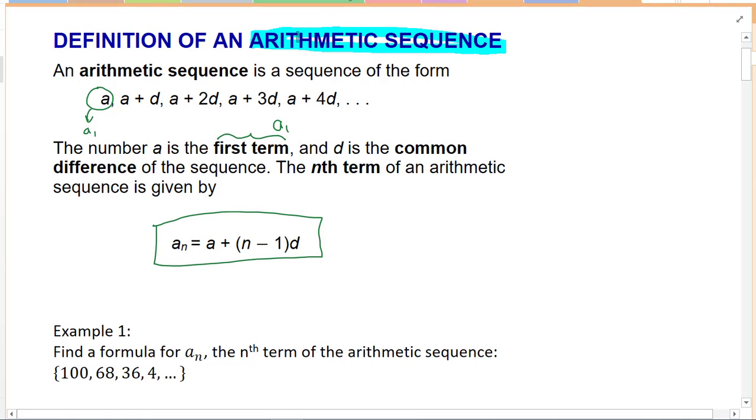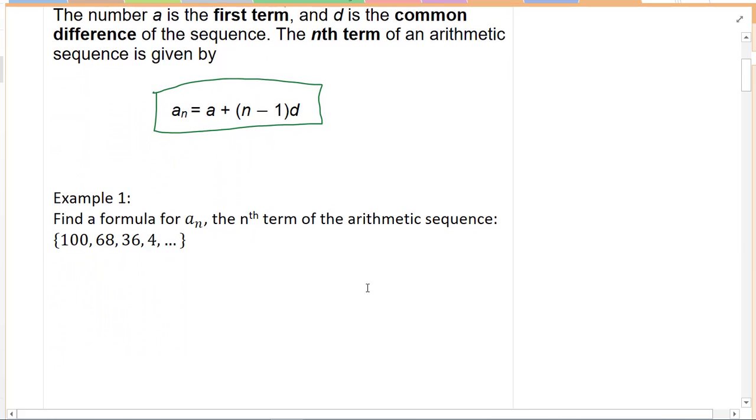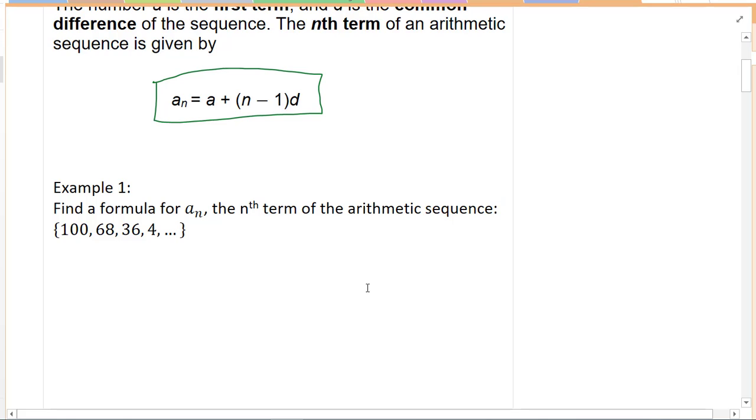In the next section, we're going to study geometric sequences, so the formulas will be different. So arithmetic is you have a common difference, you're adding or subtracting something each time. So let's look at this example. Find a formula for A sub n, and if we do it using this formula, this is my A sub 1. A sub 1 is 100.